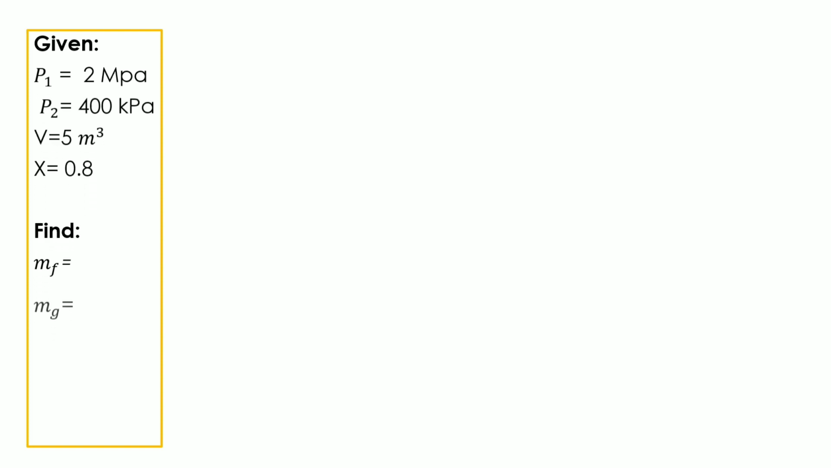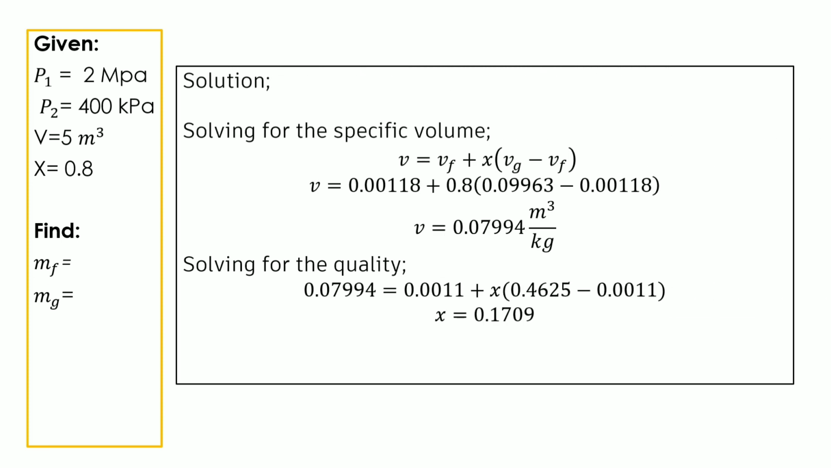So before solving, we are now going to list our givens. We have a pressure that is 2 megapascals and our second pressure that is 400 kilopascals, the volume 5 cubic meters, and the quality x to be 0.8.